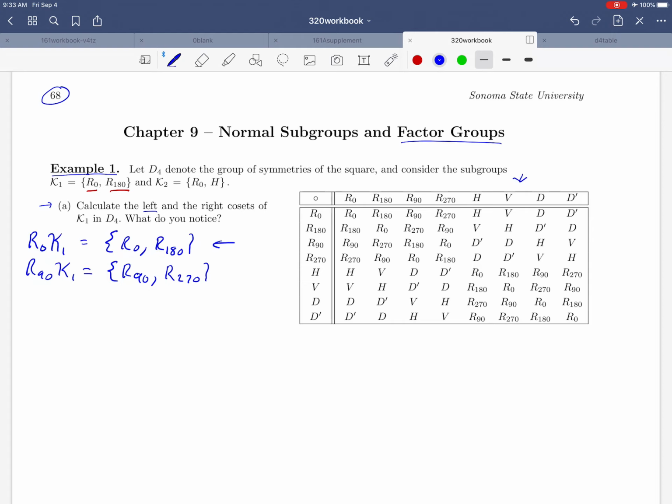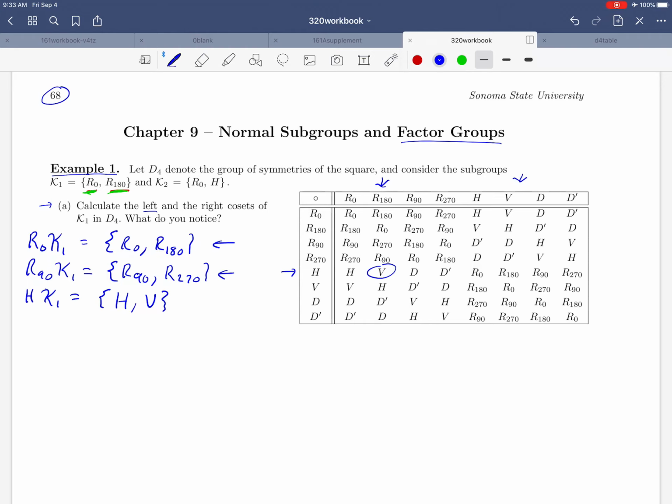Now, to get the third coset, we want to choose an element that's in neither of those first two cosets. We've taken care of all of the rotations, so how about H? Now we're going to take H and multiply it by R0 and R180. Well, H times R0 is going to be H, obviously. What about H times R180? There we might have to look at our handy-dandy Cayley table here. So here's H and here's R180, and our Cayley table tells us that we're going to get V if we do that.